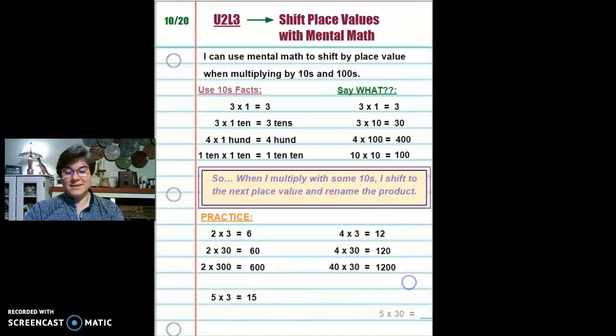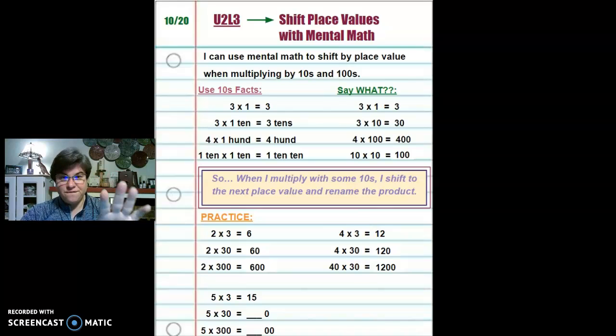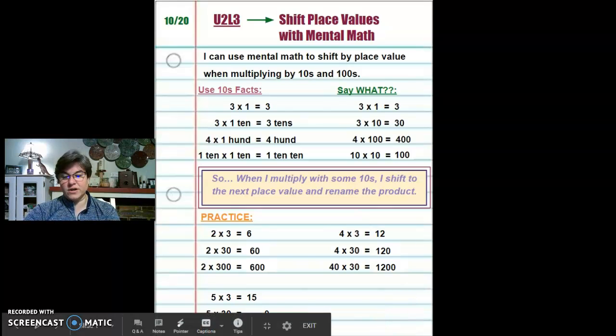Let's keep going. Write these numbers down. 5 groups of 3 is 15, right? I can do 5, 10, 15. So then, wouldn't that be 15 tens if I were doing 5 groups of 3 tens? Oh, and then I keep going.